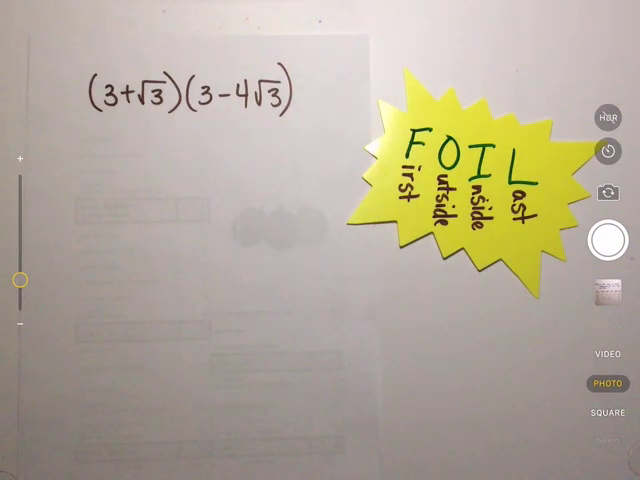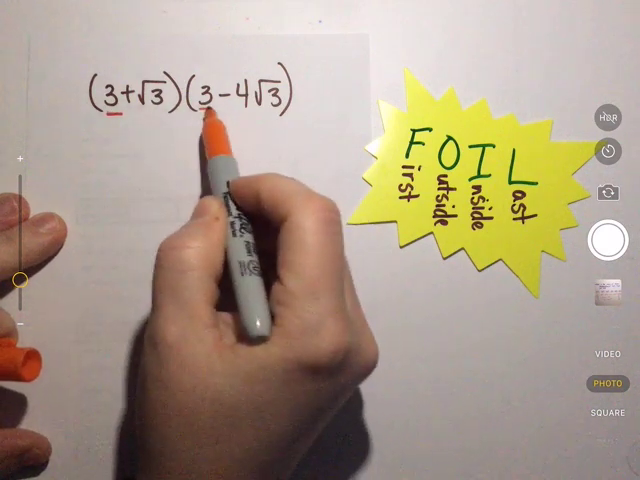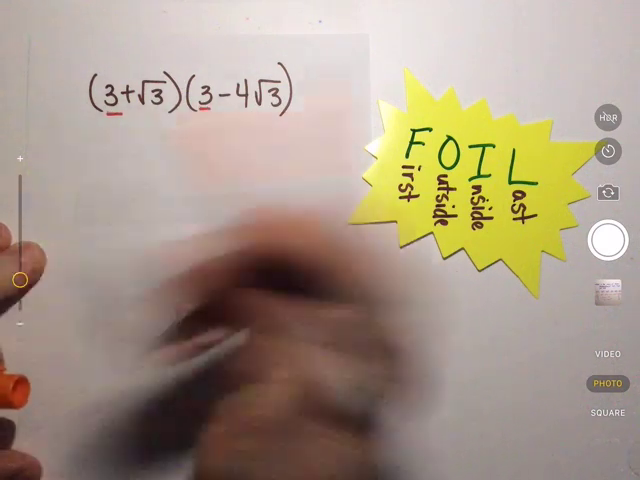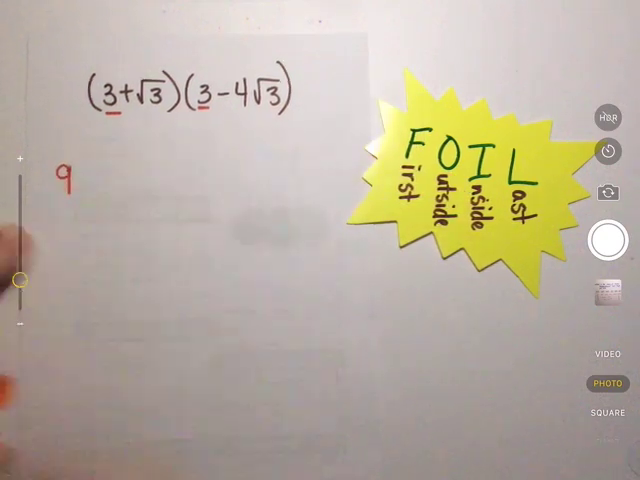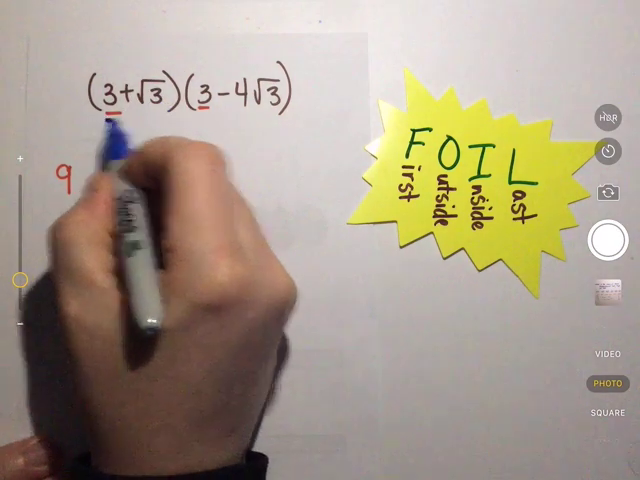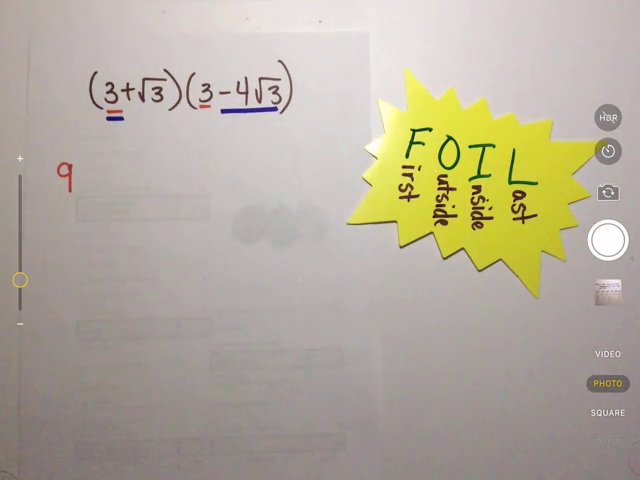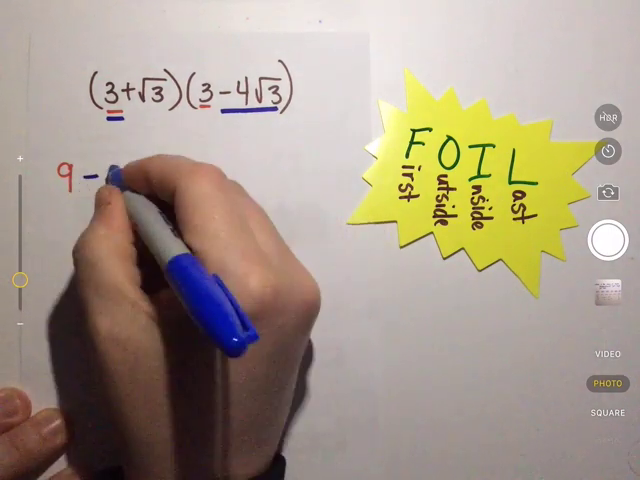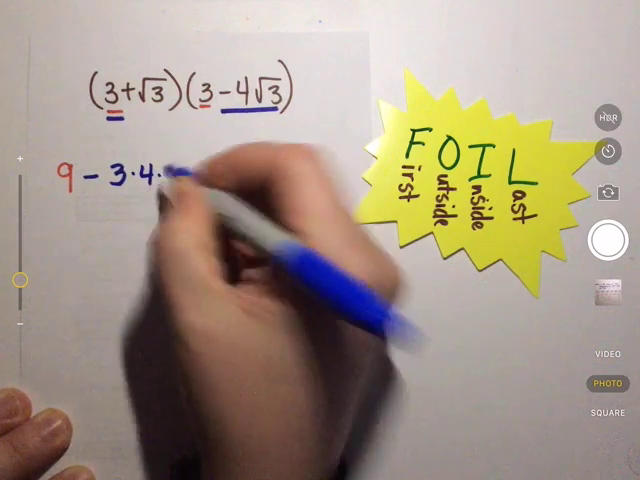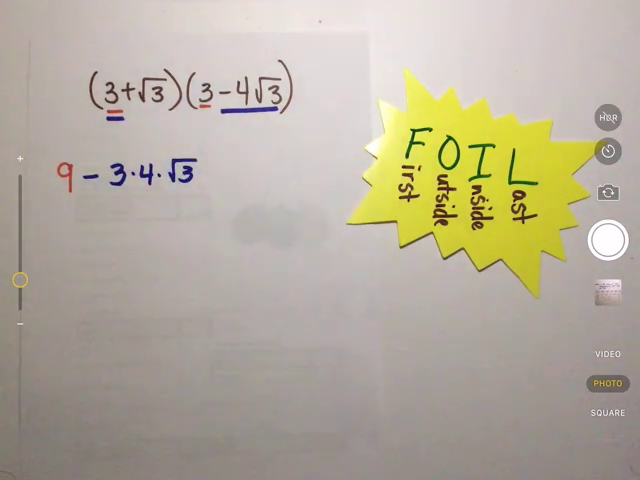So let's go with our first terms. That's the 3 times the 3. They're both outside, so I can just go ahead and multiply that and get 9. Now our outies. Our outies are this 3 and this, don't forget to take the sign with it, negative 4 times the square root of 3. Okay, so a negative times a positive is going to be a negative, and we're going to have 3 times 4 times the square root of 3. So I just want to write it like that so you can see where I'm getting those numbers for the time being. You obviously aren't going to need to show this much work on your assignment.